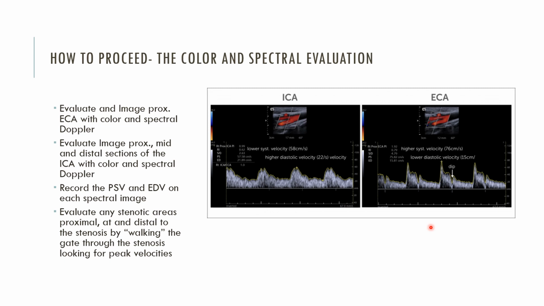Okay, so we're going to evaluate that ECA in the proximal region with spectral and color, and we're expecting it to be slightly higher resistance than in our ICA. Then we're going to evaluate the proximal, mid, and distal ICA with color and spectral Doppler. Now the proximal should be pretty easy because it's right there at that bifurcation. What gets more challenging is when we're getting into the mid and the distal.